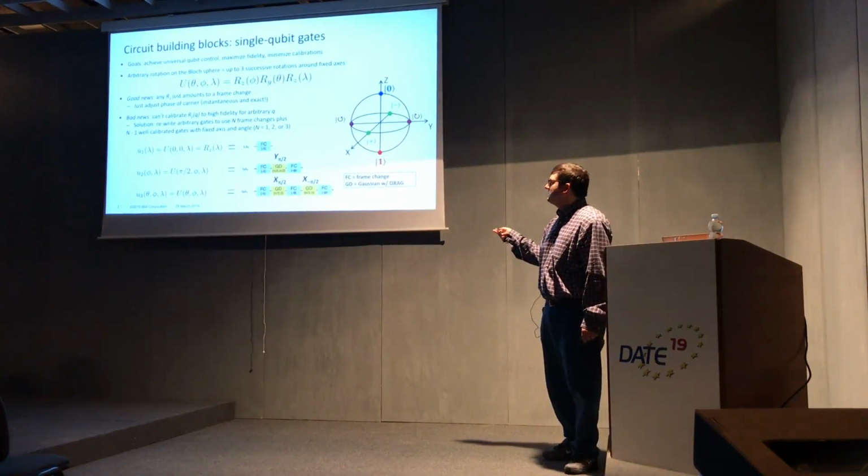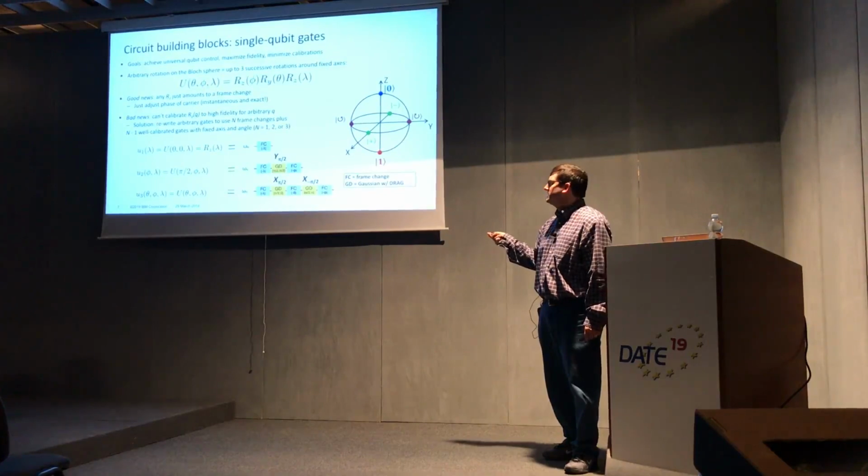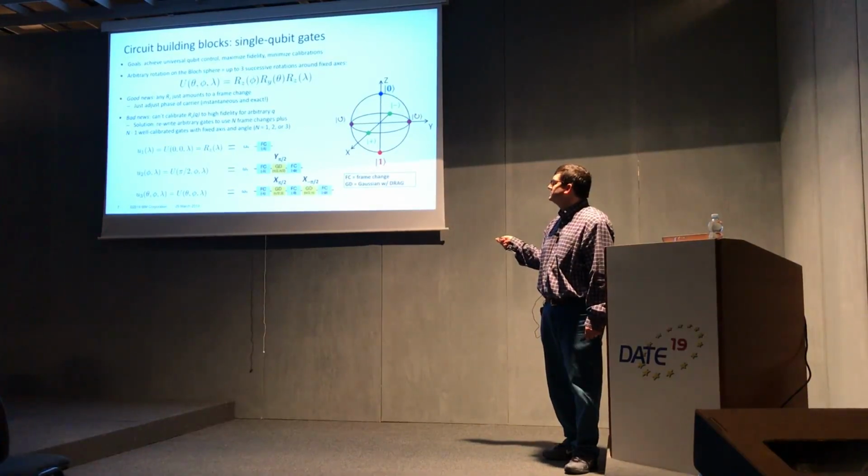And the costs are very similar. So there are the free Z rotations. There's a single pulse U2 gate, which is a subset of the operations. And then there's any single qubit gate, which can be done with 2 of these pulses.